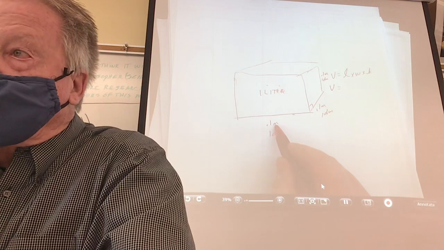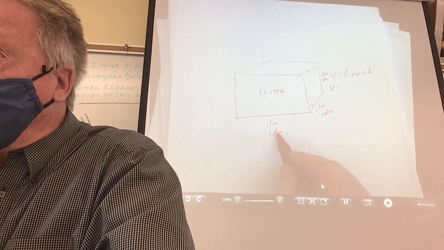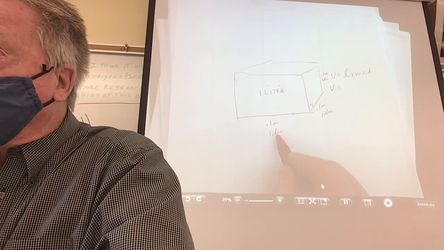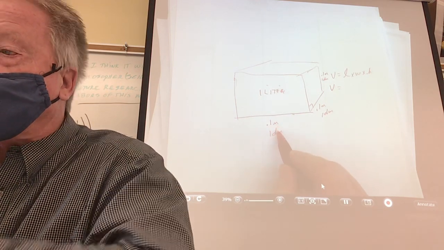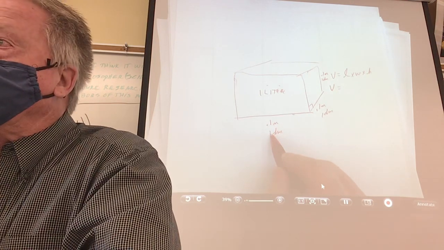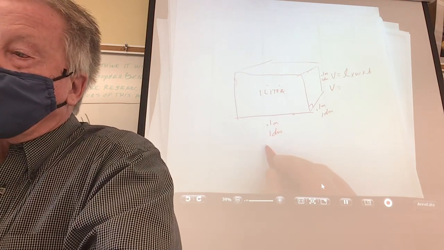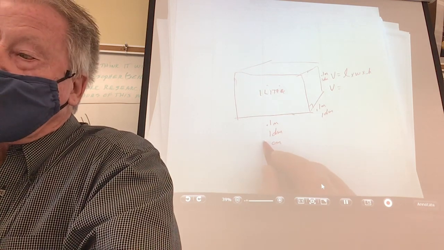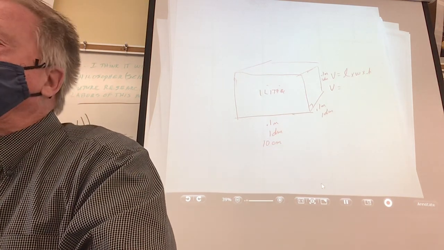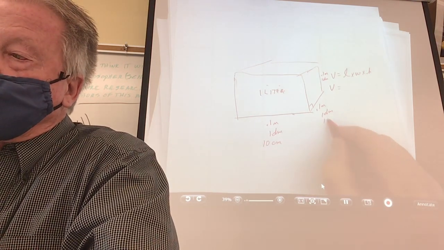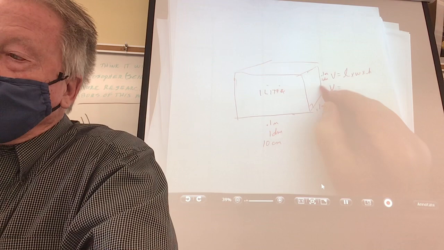Notice as the unit gets smaller, see that? As the unit gets 10 times smaller, what happens to the number? It gets 10 times bigger. What goes here? What goes with centimeters? 10. Okay. All right, 10 centimeters. 10 centimeters, 10 centimeters, 10 centimeters.